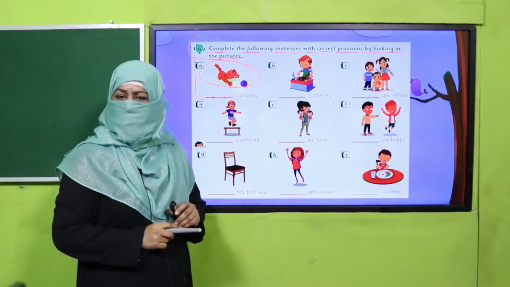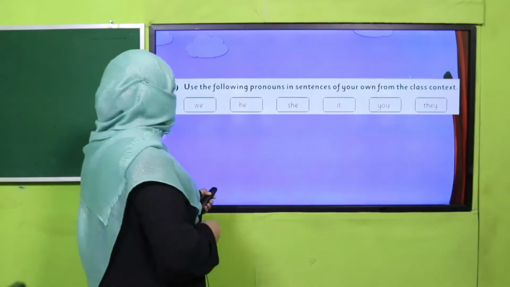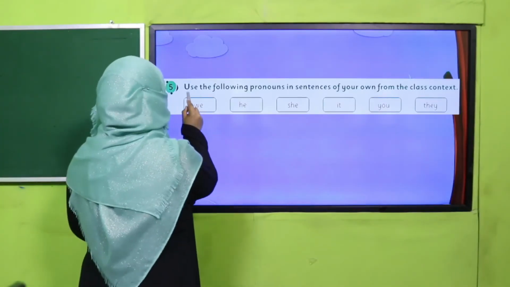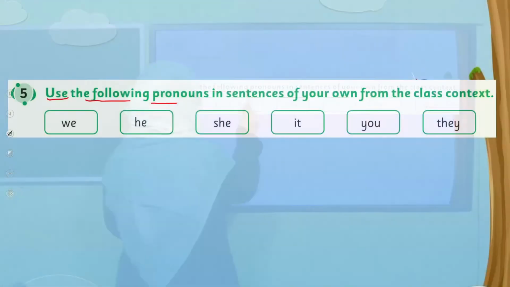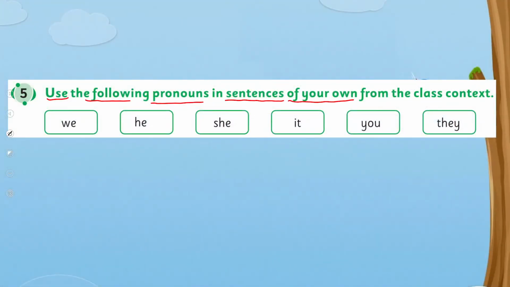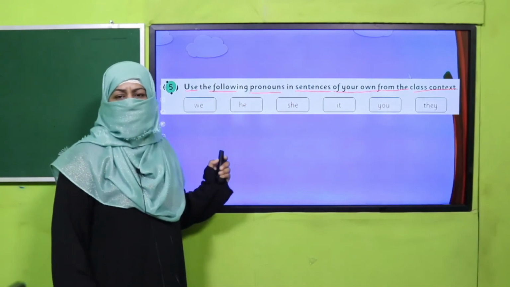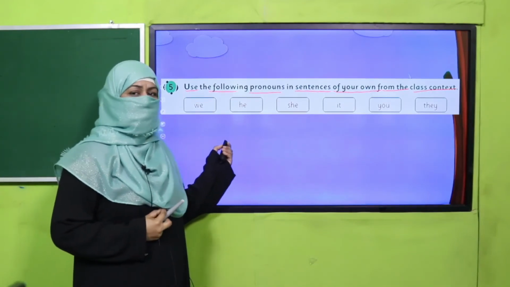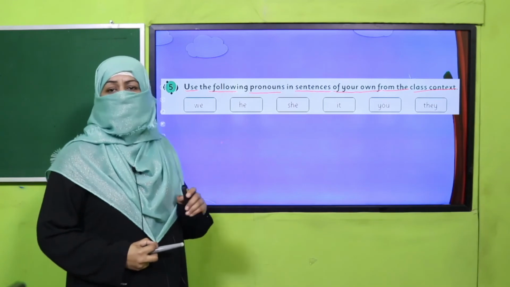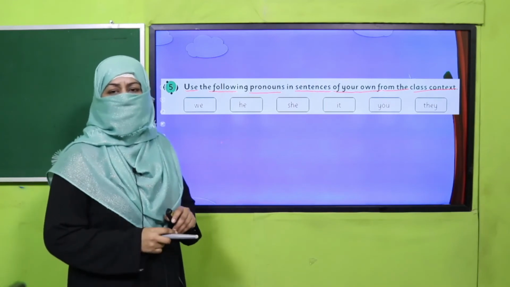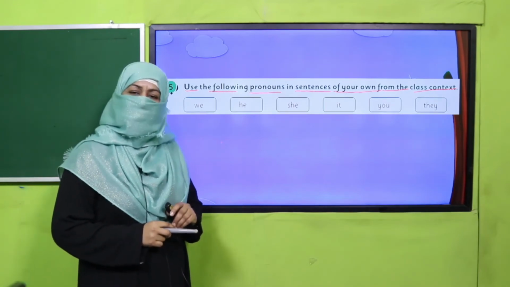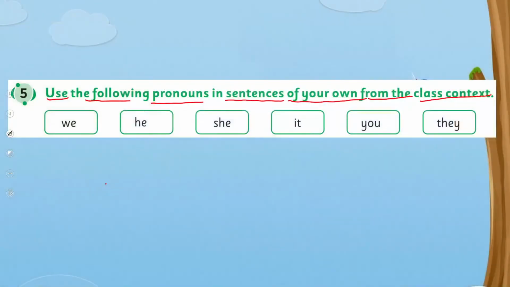Yes, my dear children, are you done with it? Good job. So here is the use of pronouns. Use the following pronouns in sentences of your own from the context. So pronouns are given. You will use these pronouns in sentences. Teachers, I suggest first take this activity orally and then make students write the sentences in their notebook. Pause the video, complete this exercise in your notebook.